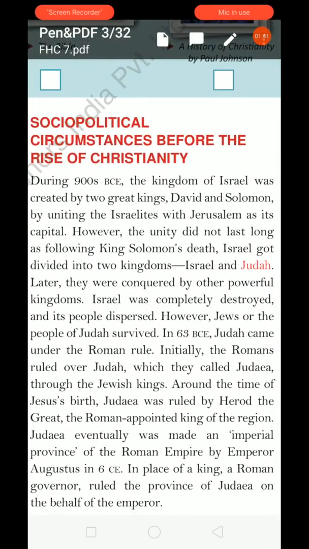Socio-political circumstances before the rise of Christianity. What is the condition of people and their king before Christianity?